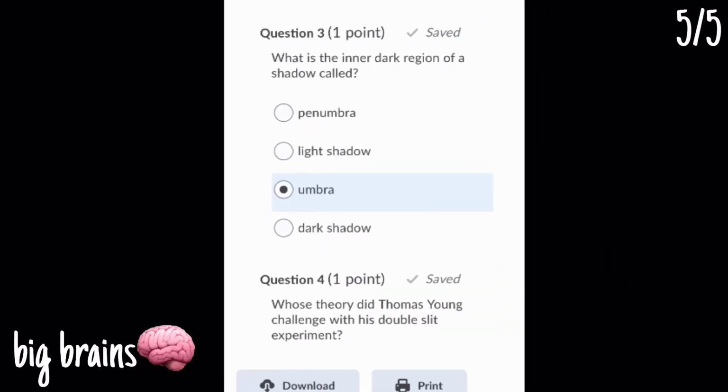This one is asking what the inner dark region of a shadow is called, and it's the, I don't know how to pronounce it, I'm nervous, the umbra, yes, something like that. And then the outer light region would be your penumbra. I said that so wrong.